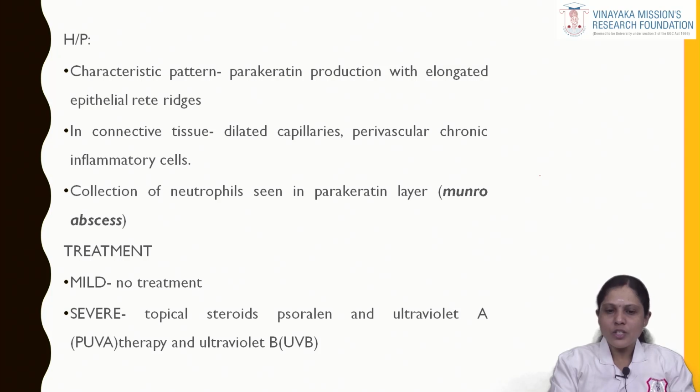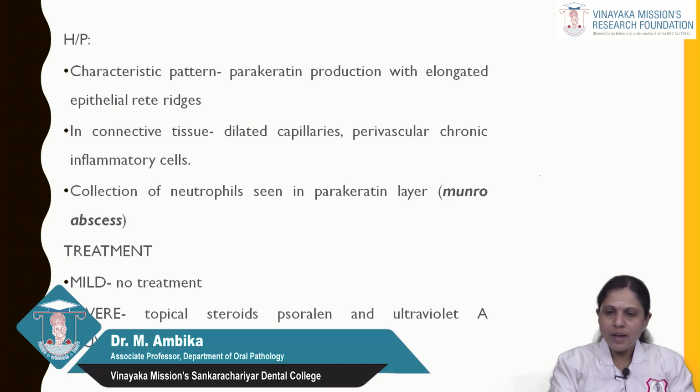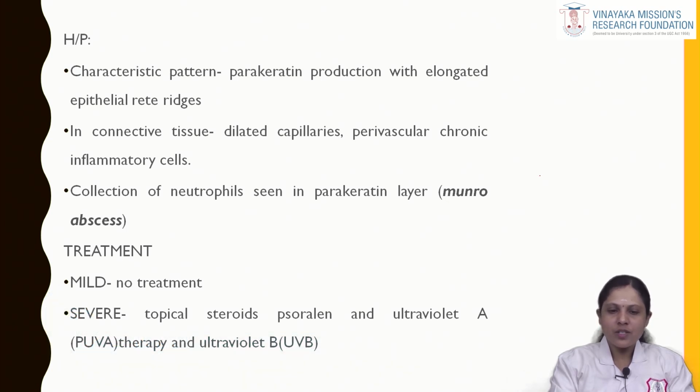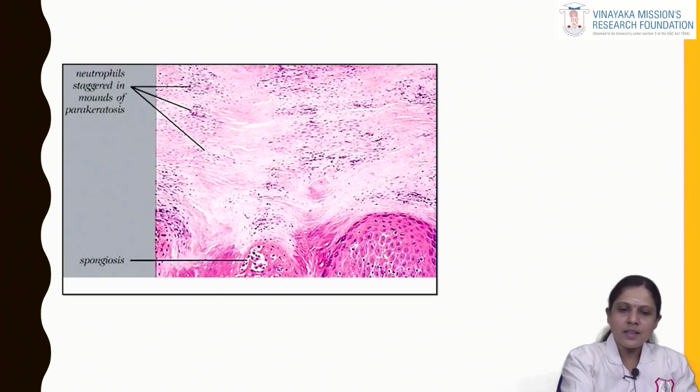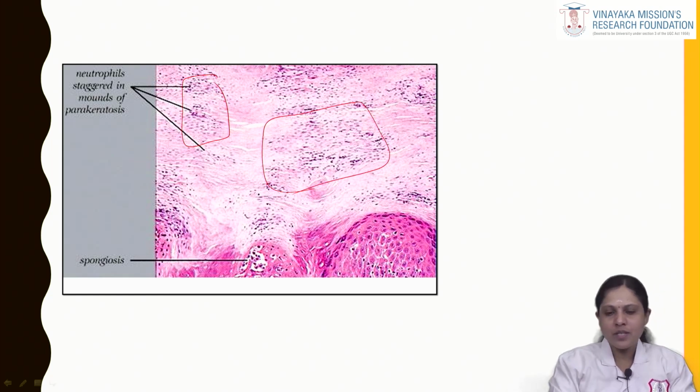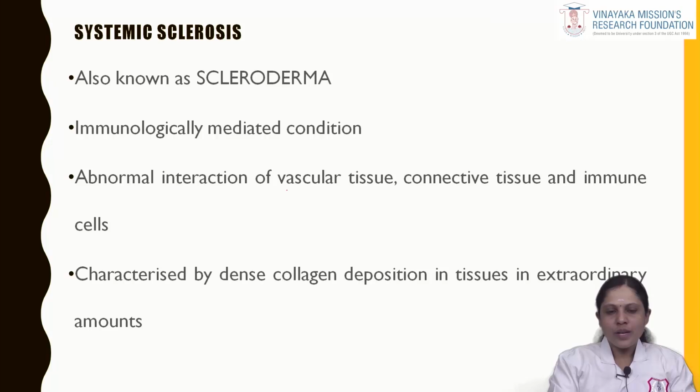So histopathologically it is characterized by the presence of abundant parakeratin production with elongated epithelial rete ridges. In connective tissue there are dilated capillaries, and perivascular chronic inflammatory cells can be noted, and there is a collection of neutrophils seen in this parakeratin layer. These are known as Munro's abscess. So this is about psoriasis.